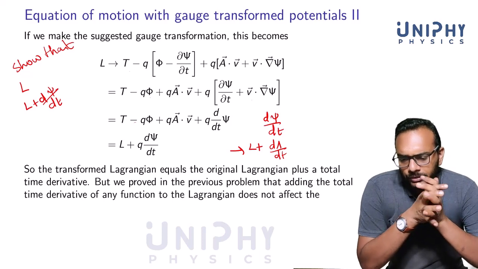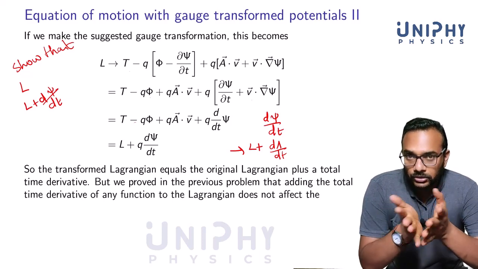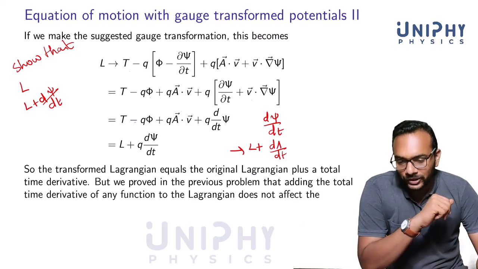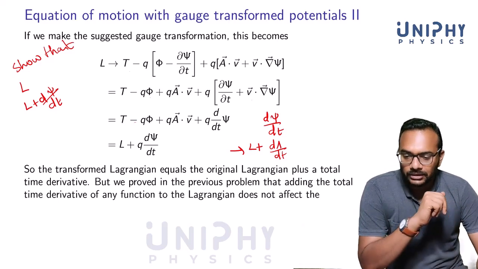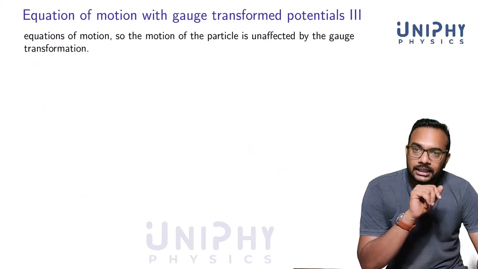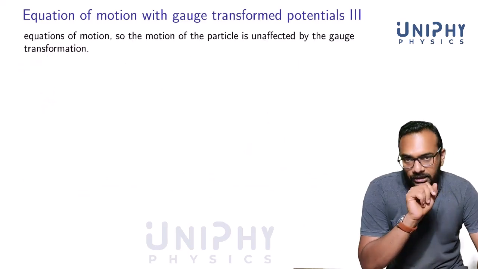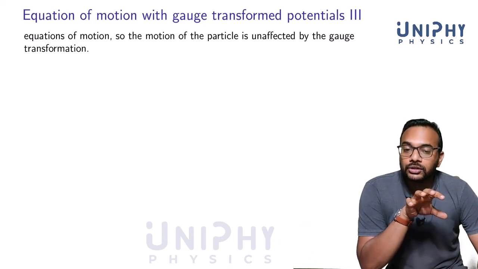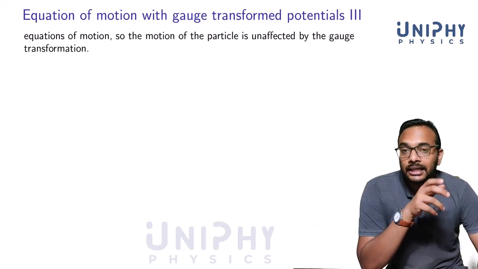But we proved in the previous problem. Okay, we didn't do that problem. We can do that. So you proved in your homework that adding a total time derivative of any function to a Lagrangian does not change the equations of motion. So the motion of the particle is unaffected by a gauge transformation.